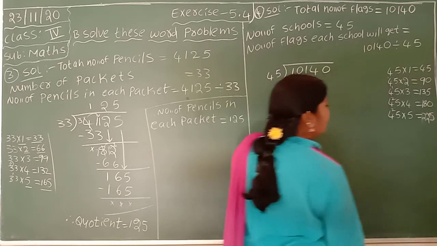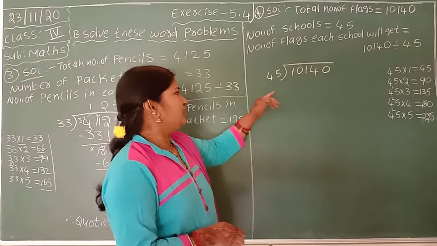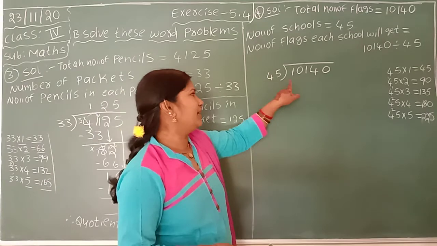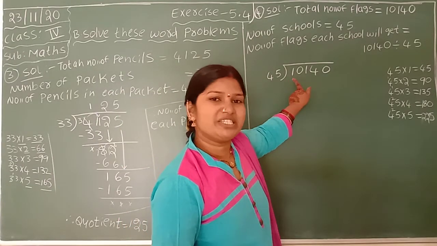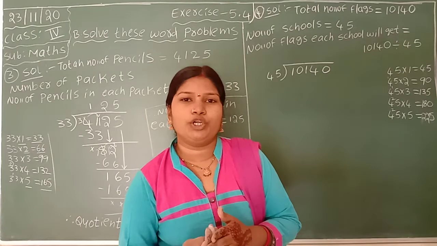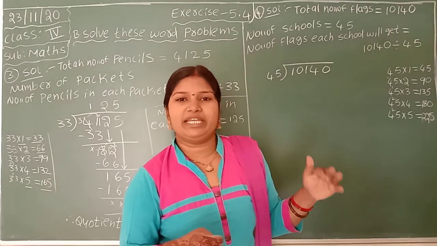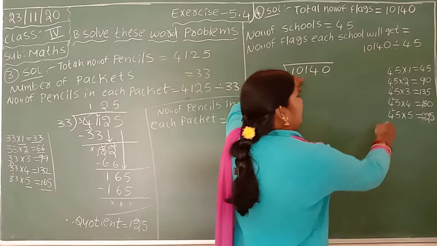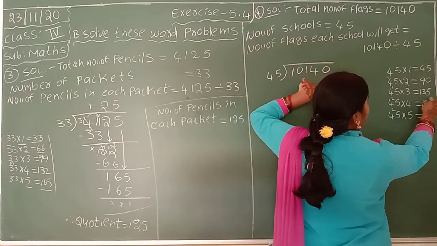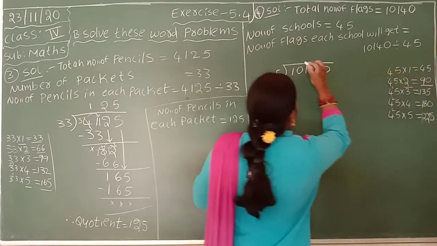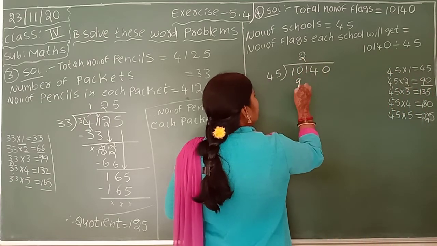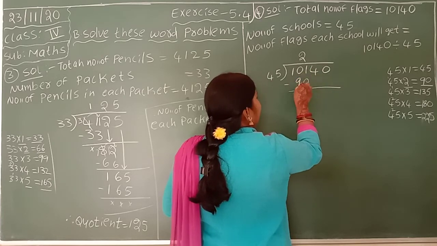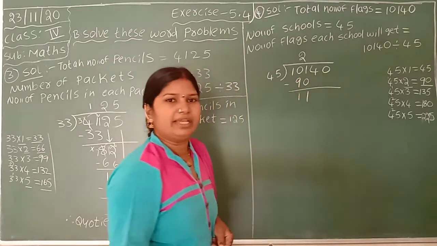Here observe the given number. Here we have a divisor of 2 digits, that is 45. From the dividend we have 2 digits, that is 10. Compared to 45 it is the smaller number. So you can take 3 digits directly here. 101 is there. But for 45, 3 times is 135. So you have to take 45 twos, 90. 45 twos 90, minus 1 minus 0 is 1. 10 minus 9 is 1. Okay?